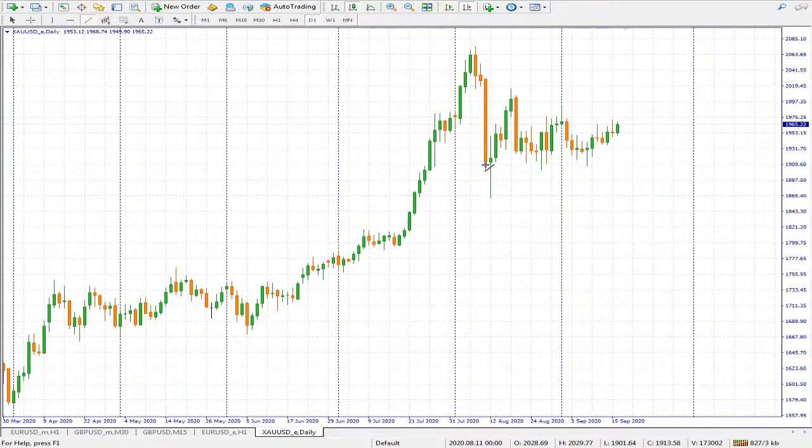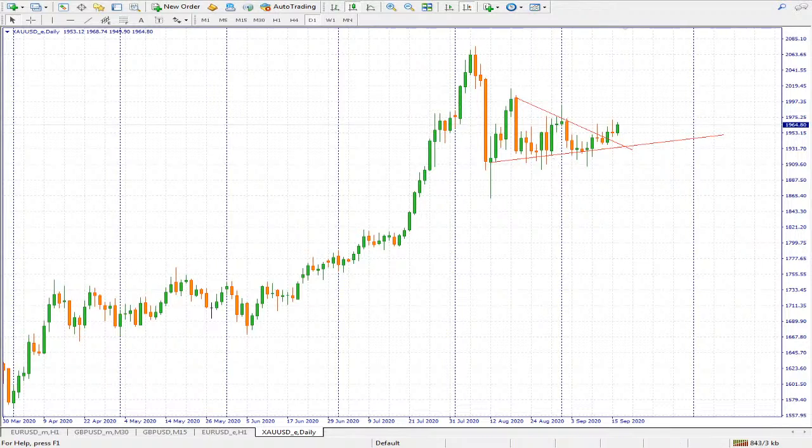But for now, this is what we expect to be happening temporarily. We do have some shape. We also have some shape from the top. So we have a resistance, a resistance, a resistance, a support, a support, a support, and then there's this massive break to the upper side.